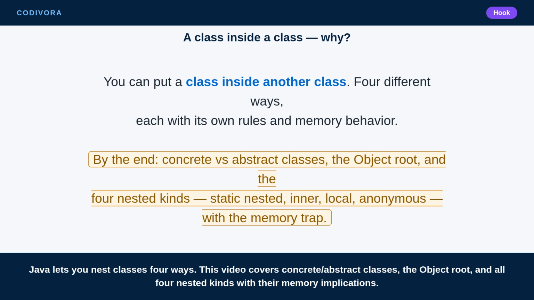So in this video, first the kinds of top-level classes, concrete and abstract, and the object root everything descends from. Then the 4 nested classes, static nested, inner, local, and anonymous, when to use each, and the inner class memory trap you must know. Let's go.